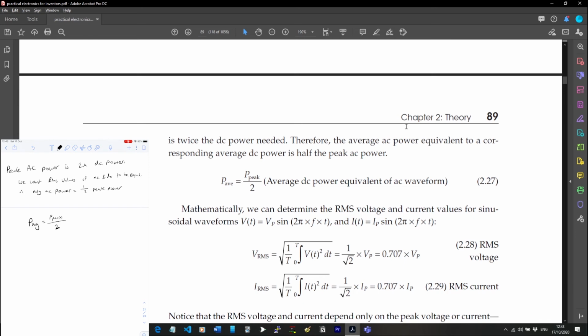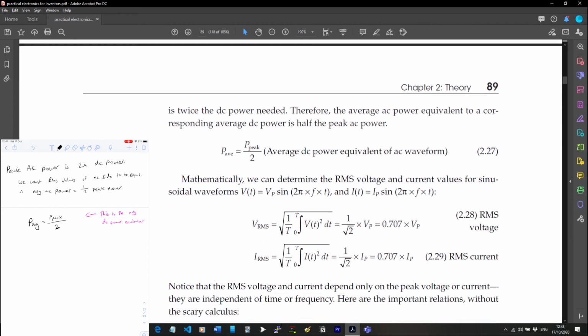Okay, so power average is equal to the power peak divided by 2. And we've got in brackets here, average DC power equivalent of the AC waveform. I don't know why these brackets are here. Average DC power equivalent. Okay, so I won't keep the brackets, but let's put: this is the average DC power equivalent. Put this in commentary.